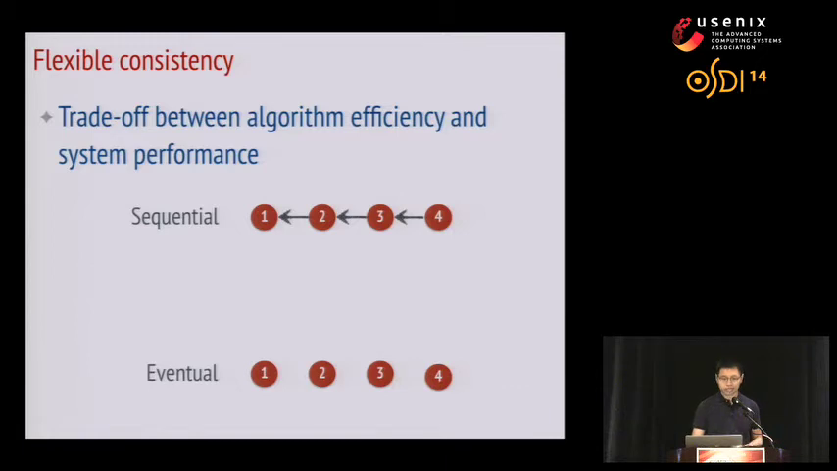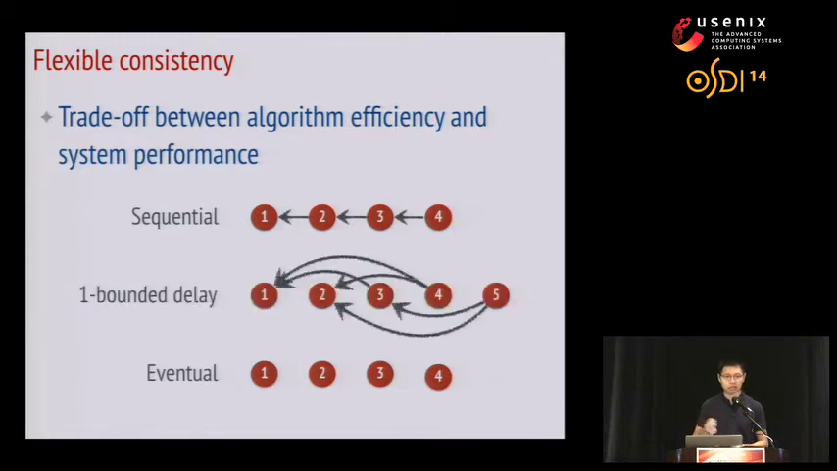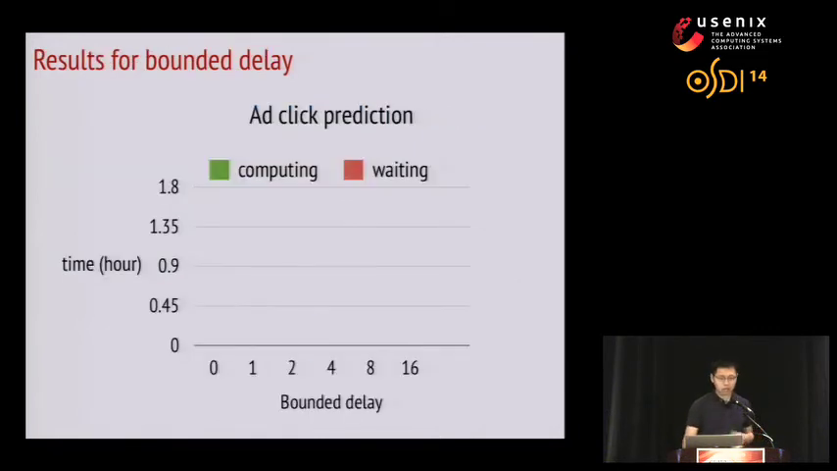Between these two extreme cases, we can have a bounded delay model. That is, a task can run in parallel with recent tasks. However, it should wait for the very old ones to finish. So the delay here just controls the amount of data inconsistency between machines. Now let's show some results using the ad-click prediction experiment.